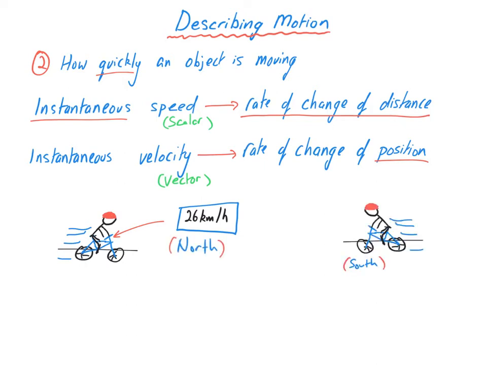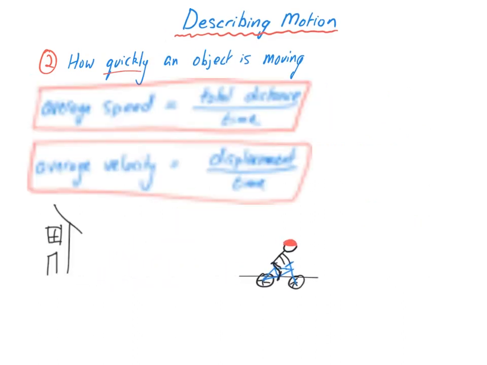Note that on the way back, you could travel at the same instantaneous speed, however, the direction will be different. So the instantaneous velocity includes more information.